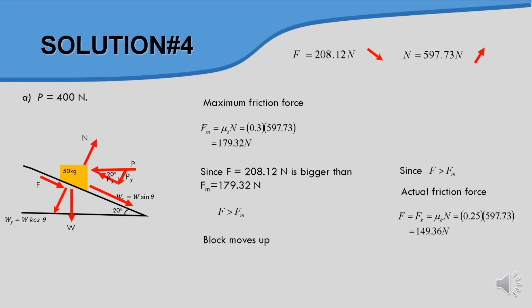So once the box starts to move, we change to the coefficient of kinetic friction 0.25, and then we multiply by the value of N. So basically we have the value of kinetic friction is 149.36. So this is for the different applied force at a certain angle.